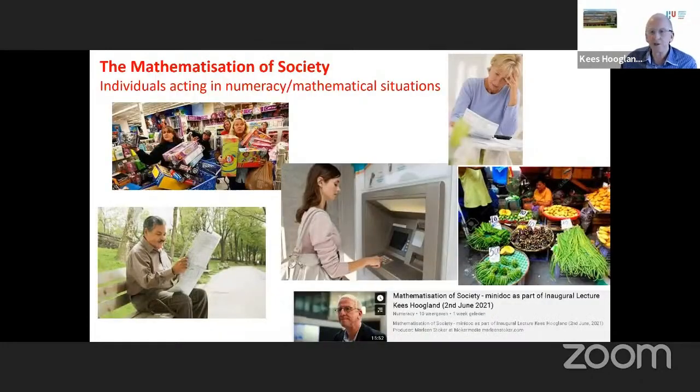But it's not only official situations that are mathematized; people are more and more confronted with all kinds of situations around money, shopping, reading the newspaper, and so on.